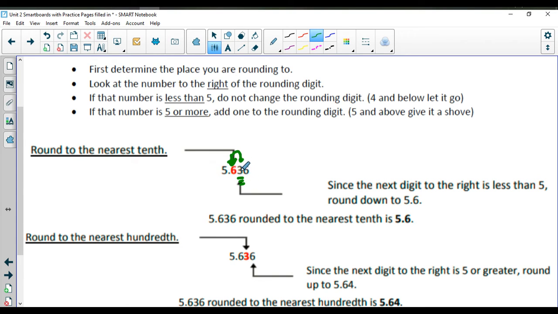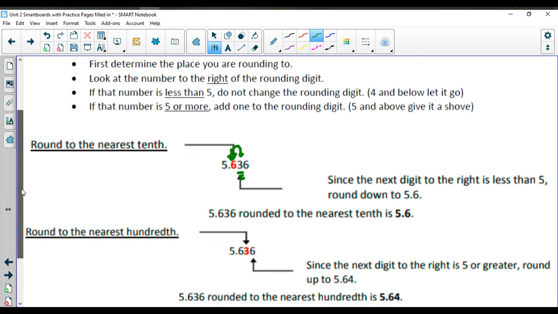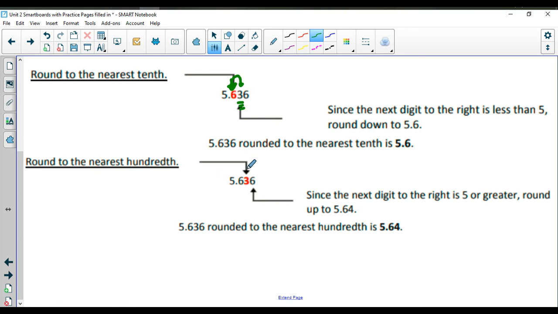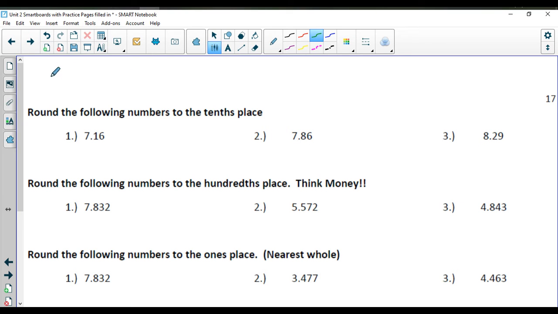So since it is a 3, that would be 4 or below. So we're going to leave this alone, which means that my 6 is just going to stay. If I were trying to round to the nearest hundredth, that would be this 3 spot right here. So then I will actually be taking a look at the 6 that's here, and I will be rounding up in this particular case. So round the following numbers to the tenths place.